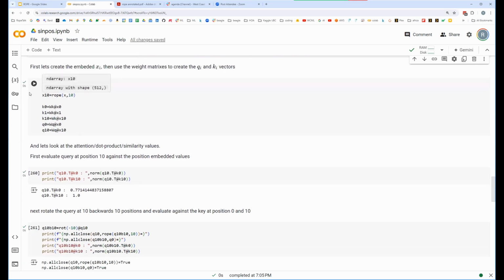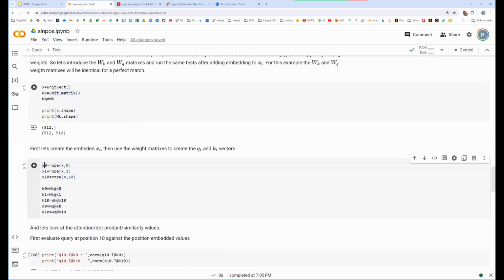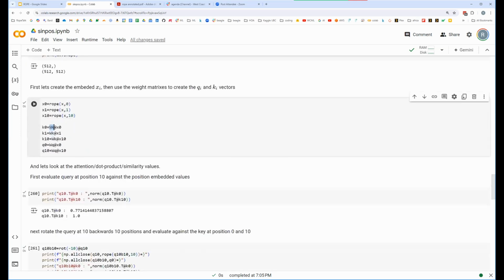Then I took just a short sequence at positions 0, 1, and 10. I used the WK to generate these after the position had been added. So this has the original X vector, just a random vector, rotated by position 0, rotated by position 1, rotated by position 10. So X has the rotation in it. Then I multiply by WK, which doesn't do any rotation right now. It just matches WQ, because we want the Ks and Qs to match up.